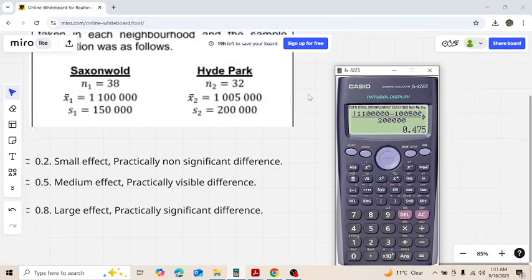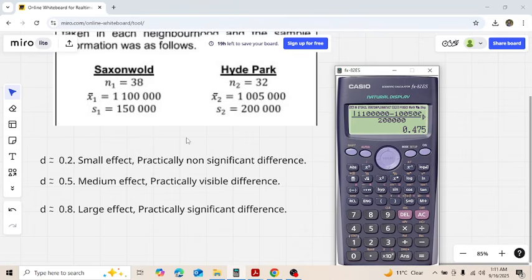Now the interpretation is the same. It's there in the slides. You can just go and check it when you write as well. It's a small effect if it's approximately 0.2. It's a medium effect if it's 0.5, and it's a large effect if it's 0.8. It won't be the exact number, but you check the one that is closer, like it says approximately. Even here we said 0.48. It's closer to 0.5 than 0.8 and 0.2. So hence we say it's a medium effect, practically visible difference.